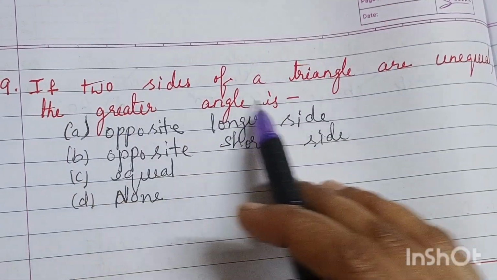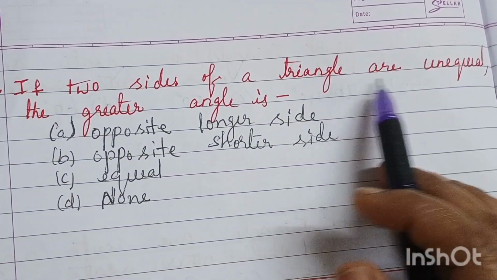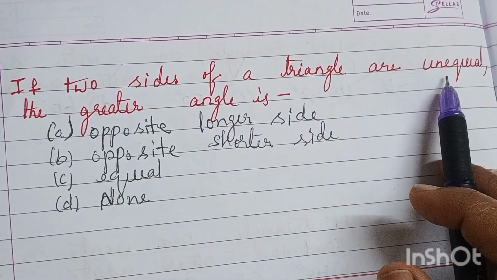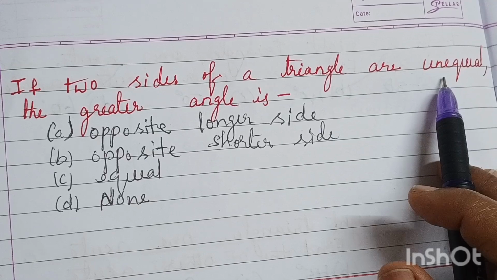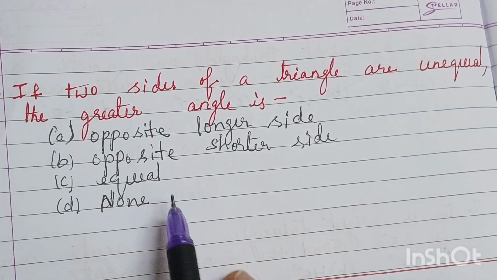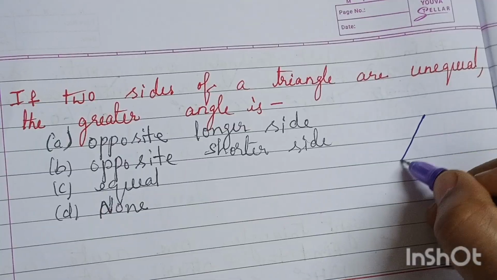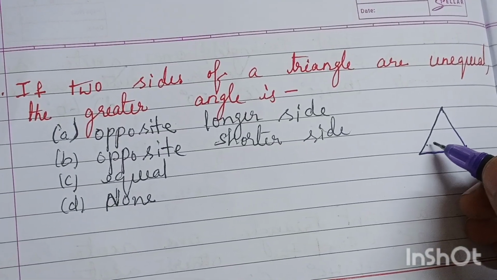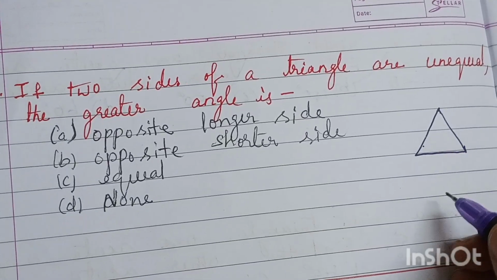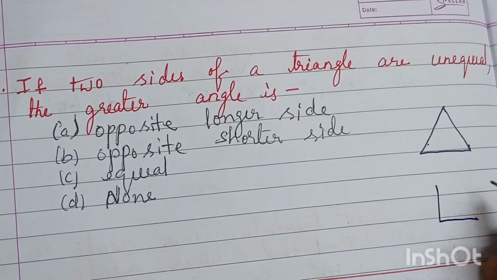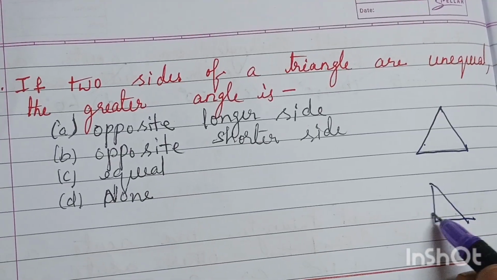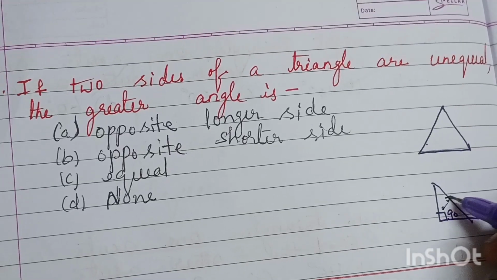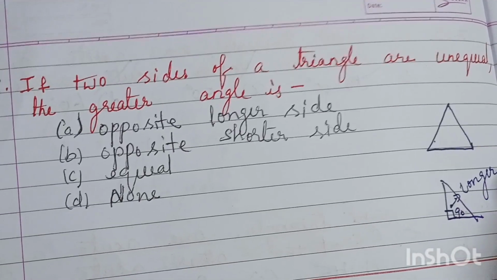Next question is: if two sides of a triangle are unequal, the greater angle is. So if two sides of a triangle are unequal, then the greater angle is the one opposite to the longer side. Opposite of the longer side is the longer angle. For example, in a 90 degree right angle triangle, that is the best example. In a right angle triangle, this is 90 degrees. So the greater angle's opposite side is always the longer side.